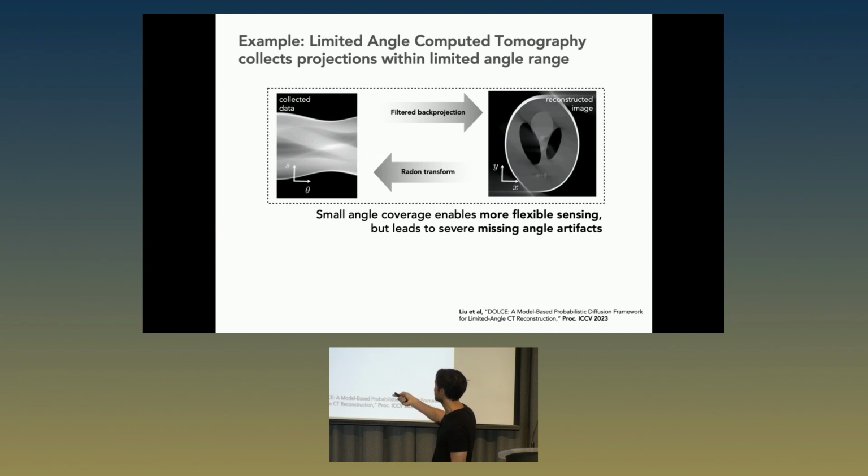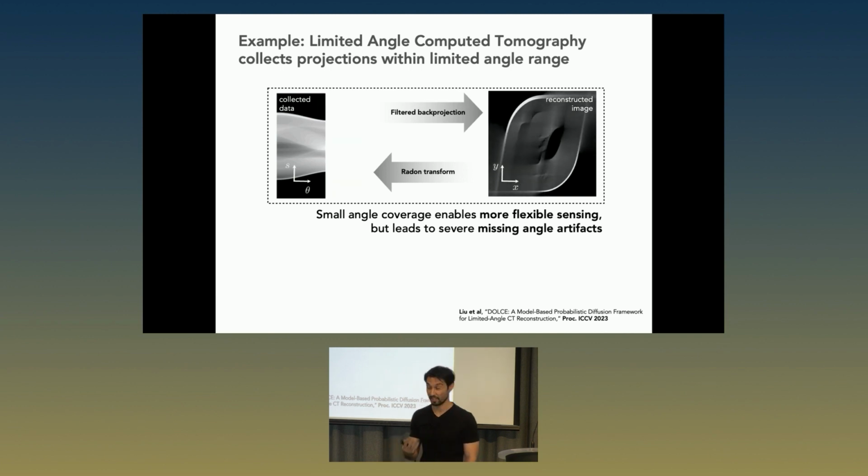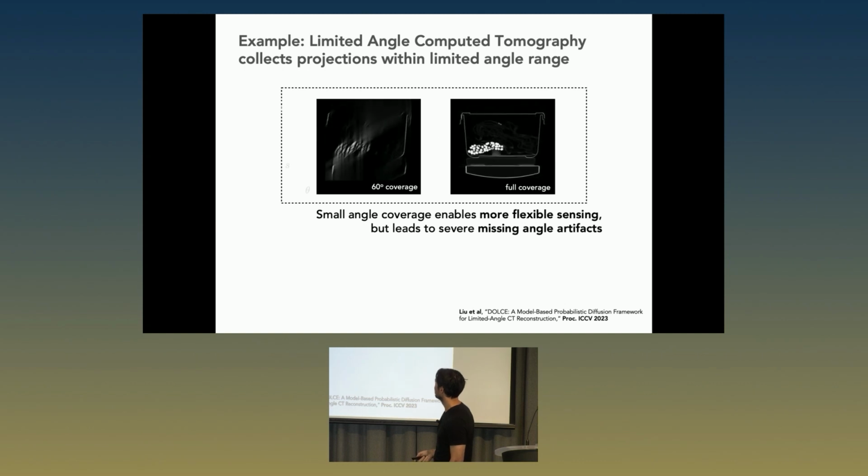The key to notice here is that if I have very few angles, I'm missing a lot of information, so the image will be inaccurate. And that's where I'm going to talk about using diffusion models to fill in the missing data by trying to generate it in the extreme cases.